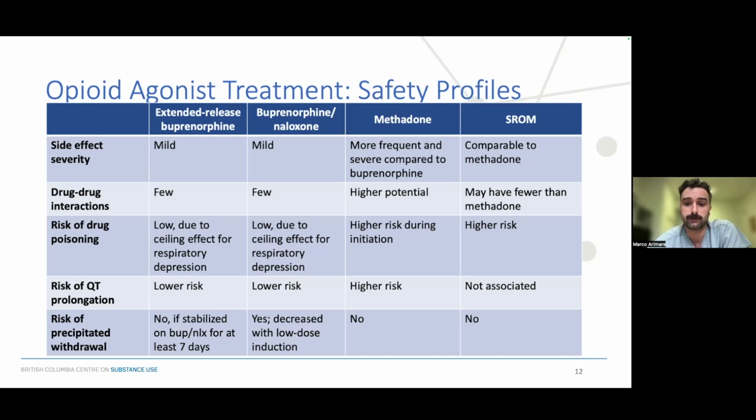There's substantial evidence for the use of buprenorphine naloxone and methadone compared to slow-release oral morphine. In the absence of patient preference or other client-specific factors that would favor other medications, buprenorphine naloxone may be considered as the favorable OAT option due to its superior safety profile.